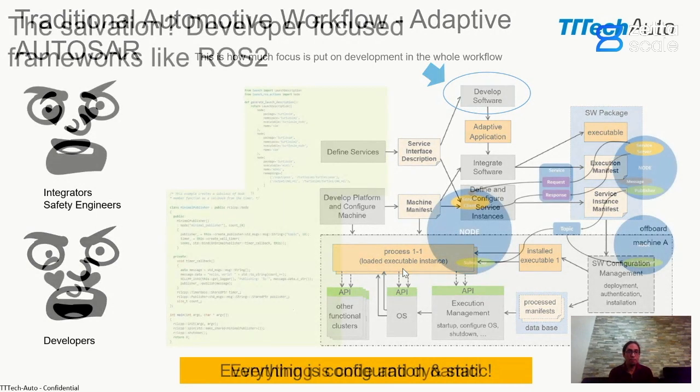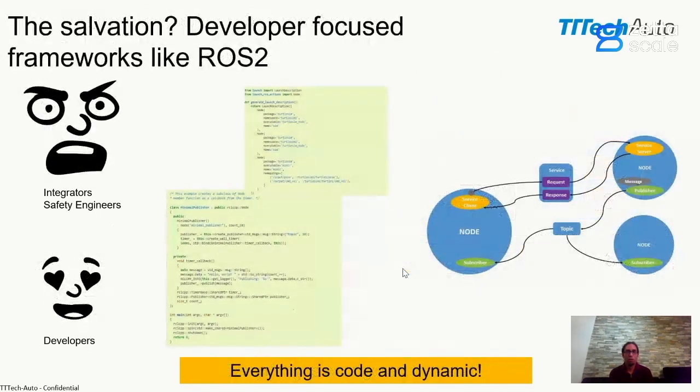So one salvation, or is it a salvation, would be to go more to developer-focused things, like, for example, ROS 2, right? There, it's awesome. It works well. You can easily build something. You can get something up and running pretty fast. It's easy to configure. Not much configuration needed. Not a lot of tools. Everything is code and everything is dynamic and it just works. So developers love this because they can get their application up and running fast.